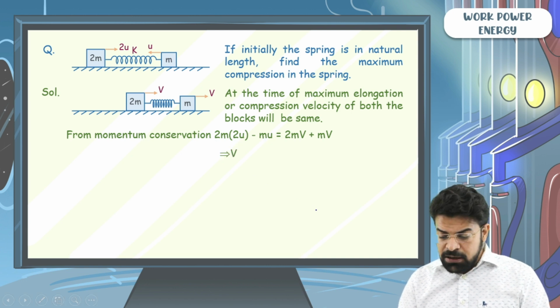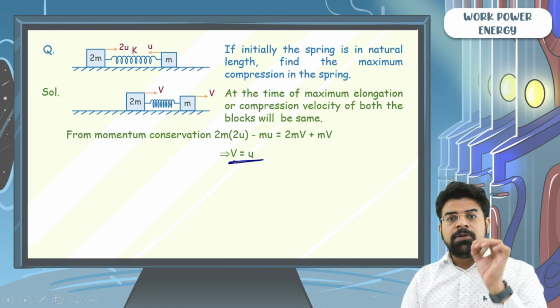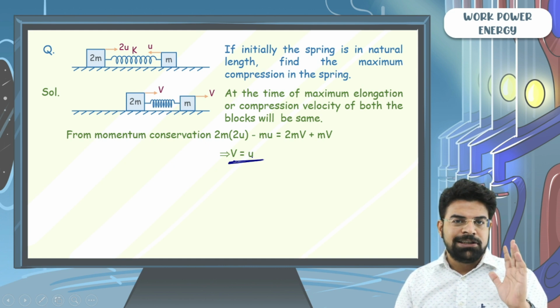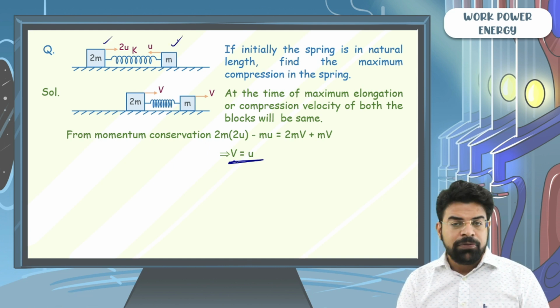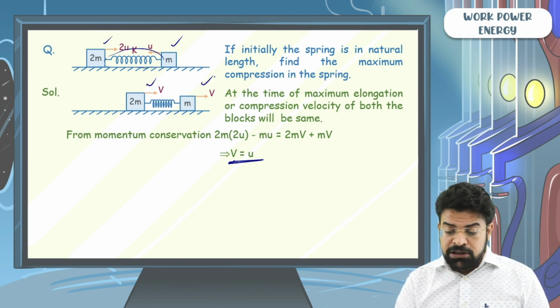So the final common velocity comes out to be equal to u. But our mission is to find the maximum compression. To find the maximum compression, now we will do mechanical energy conservation. That is, initial kinetic energy of system plus initial spring potential energy of system equals final kinetic energy of system plus final spring potential energy of system.